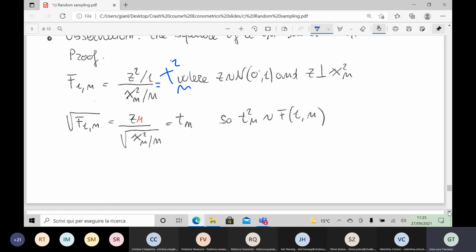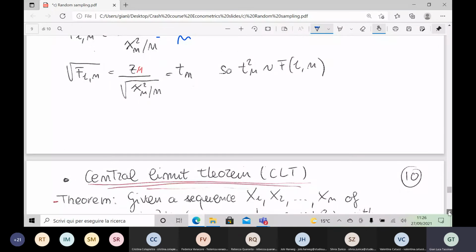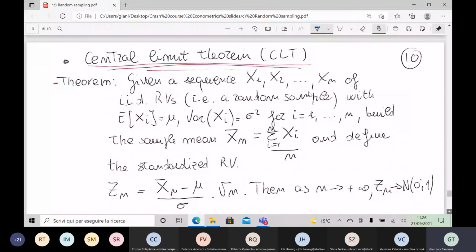But what happens if you cannot make an assumption about the distribution of the population? What occurs if you cannot say that the population is normal? Well, there is another important, fundamental theorem in probability theory, which is called the central limit theorem. I will tell you this theorem because it plays a very fundamental role.